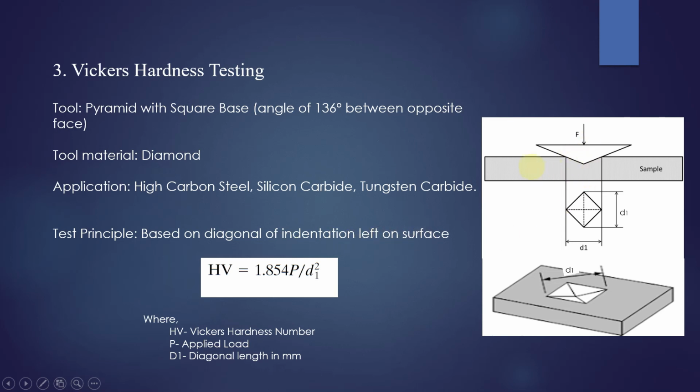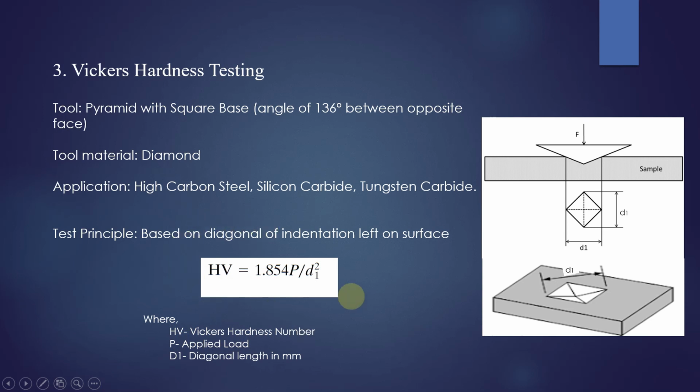When the force is applied on the sample, on the material, what happens? This indentation will make some kind of impression. Okay, it makes some kind of impression. Based upon the impression made on the material, we are going to calculate the hardness value. Okay, and here in the Vickers hardness testing, we're going to designate the Vickers hardness number as HV. Okay, HV stands for Vickers hardness number, right?